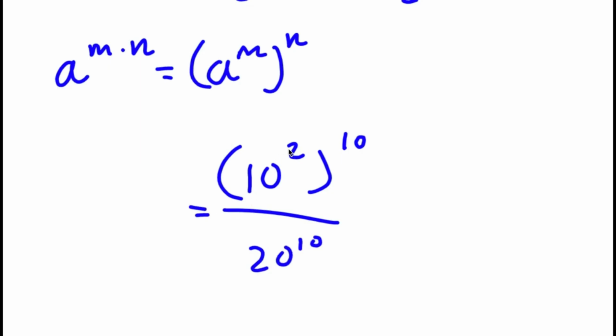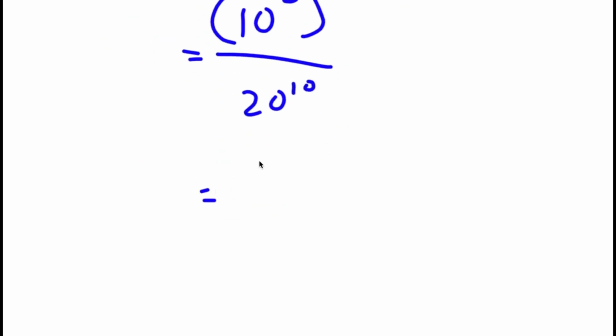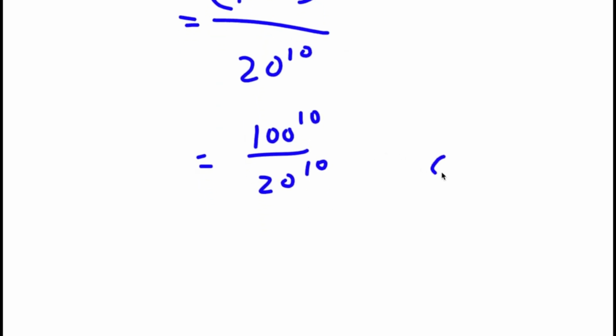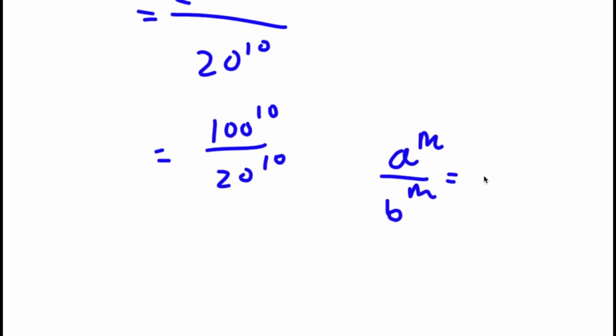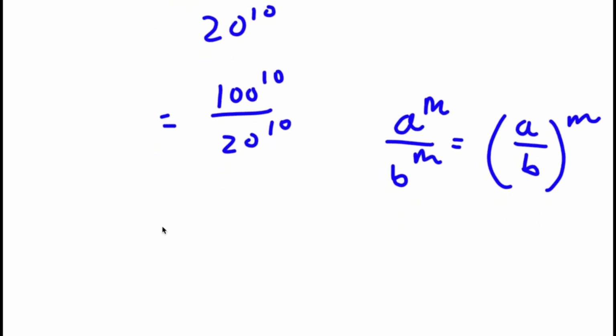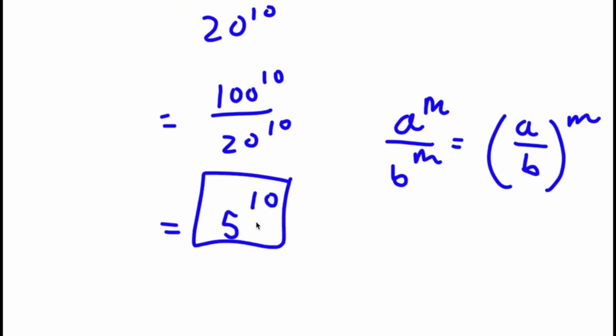Now 10 to the power of 2 is 100. So now I have 100 to the power of 10 over 20 to the power of 10. Now if I have something in the form a to the power of m over b to the power of m, this is equal to a over b to the power of m. So 100 divided by 20, that's going to equal 5. So I'm left with 5 to the power of 10. So this is my answer.